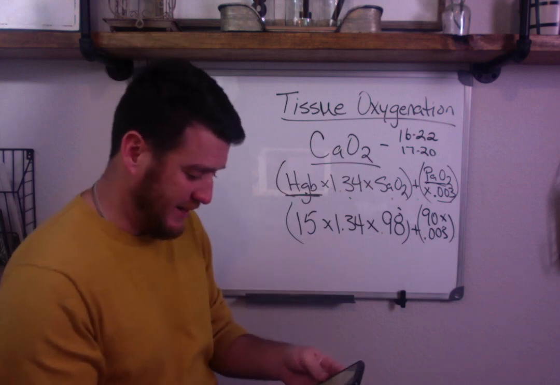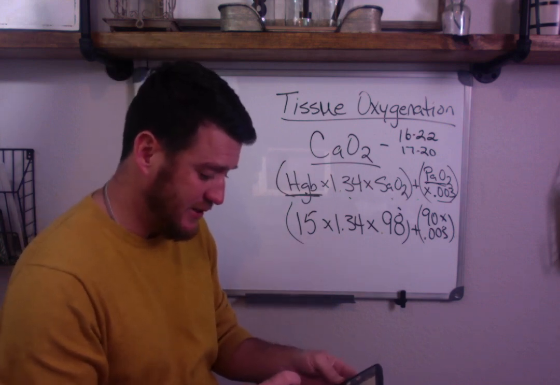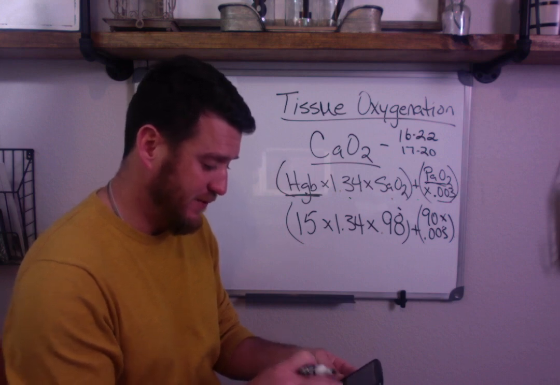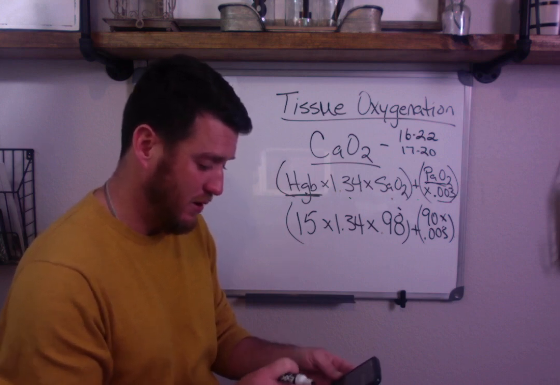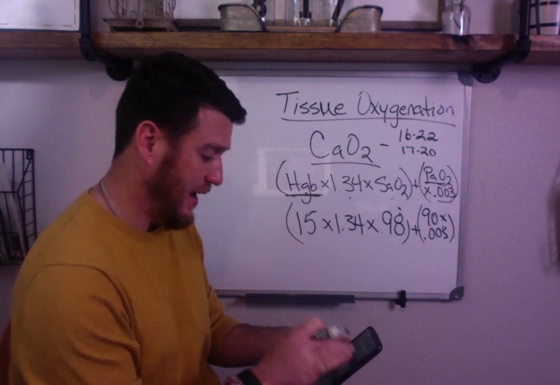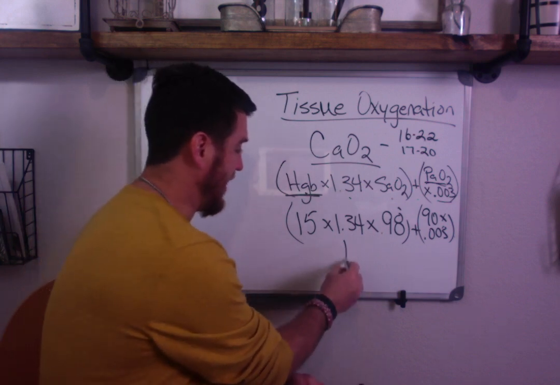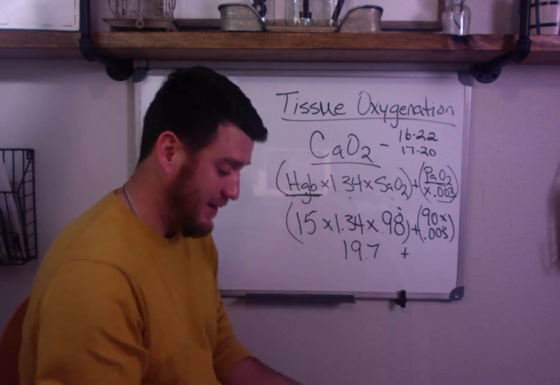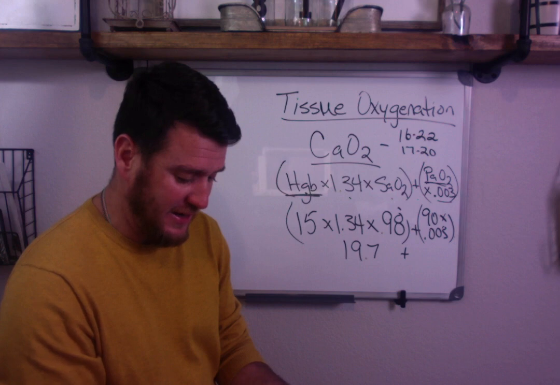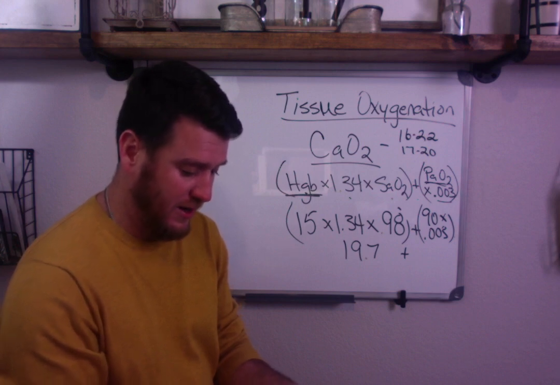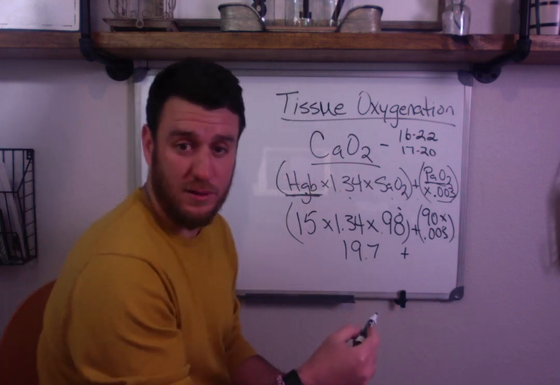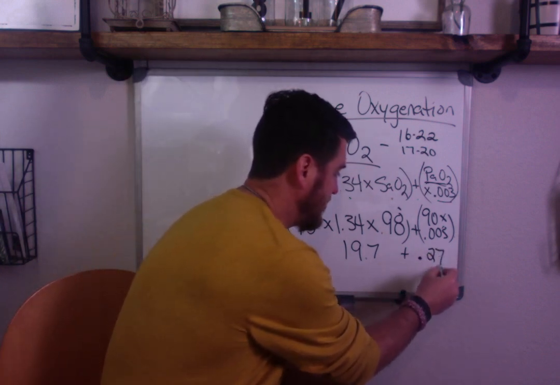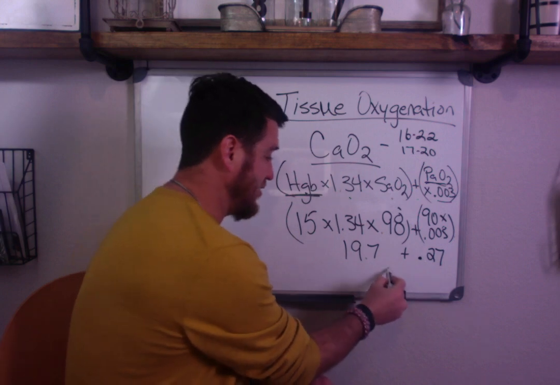So we take out your calculator, and you're going to see that when we do the calculator, 15 times 1.34 times 0.98 equals 19.7. And then we're going to add to that 90 times 0.003. And that gives us a much smaller number, 0.27.